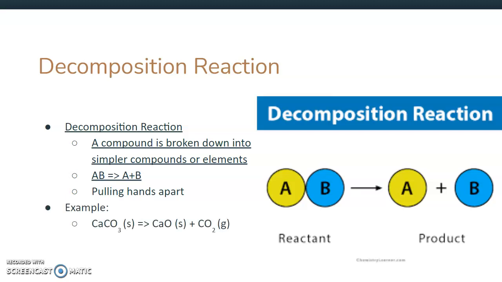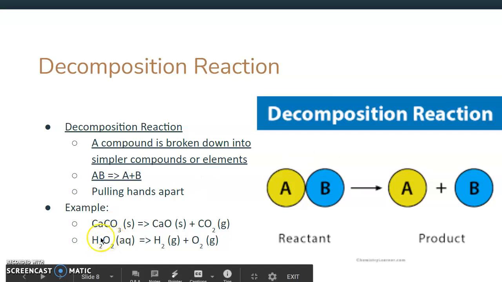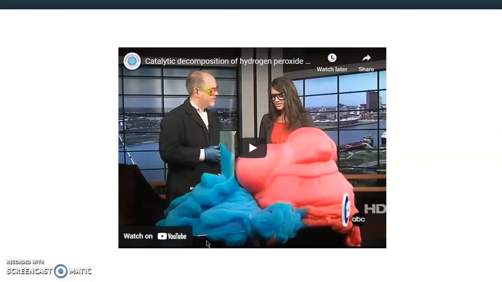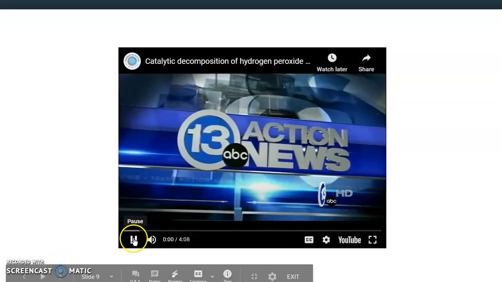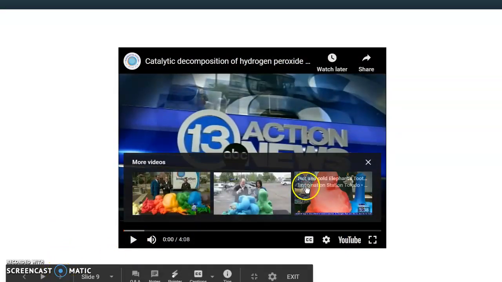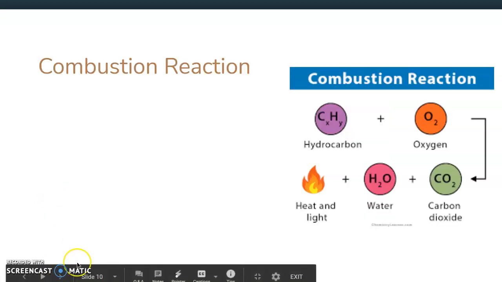Our examples are calcium carbonate can be broken down into calcium oxide and CO2, or this is a better one, and the one that you'll be watching a video on is hydrogen peroxide, which is H2O2, gets broken down into hydrogen and oxygen, H2 and O2. This is a really fun one. You guys might have done this before, where you make elephant toothpaste, but they obviously make a big bunch here, so please click through that and see the fun reaction. There's lots of examples with elephant toothpaste, and that's all just a decomposition reaction.